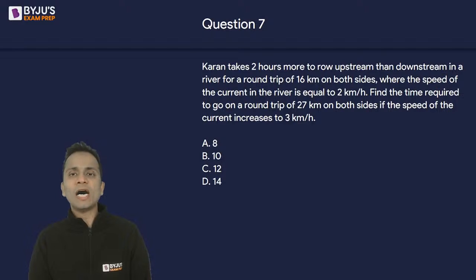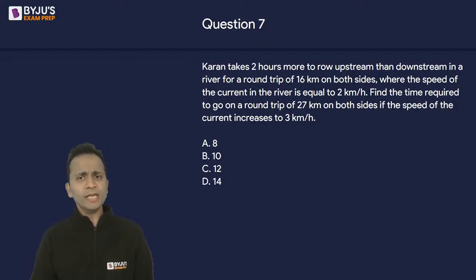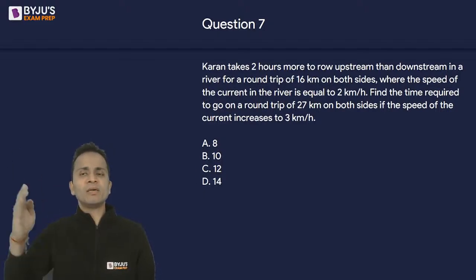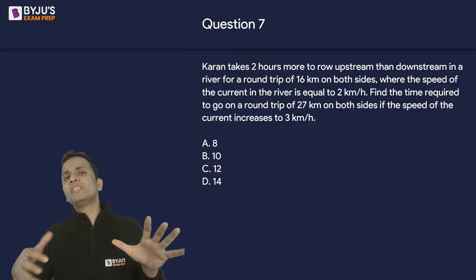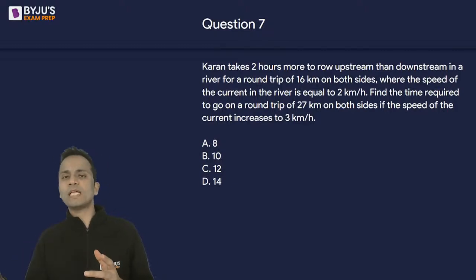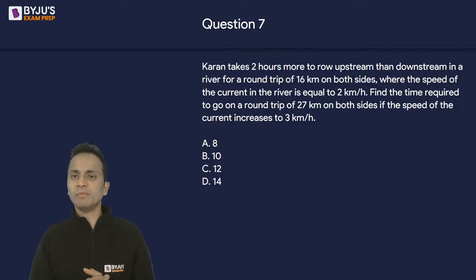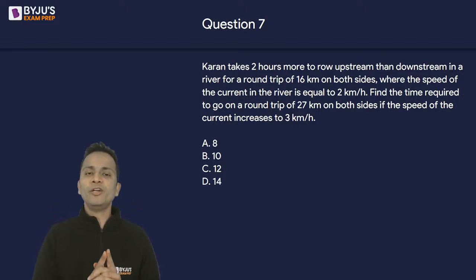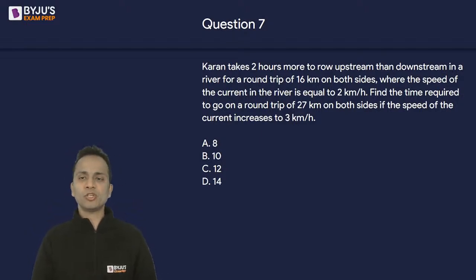Now, current takes 2 hours more to row upstream than downstream in a river for a round trip of 16 kilometers on both sides. Okay, so current will go upstream and will come downstream. So time taken upstream, obviously it will be higher. And they are saying that time taken upstream is 2 hours more than time taken downstream. Reasonable. Done. They have also given the speed of river. Okay, so the speed of stream is 2 km per hour. Great. Now we'll have to find the time required to go on a round trip of 27 kilometers on both sides if the speed of the current increases to 3 km per hour.